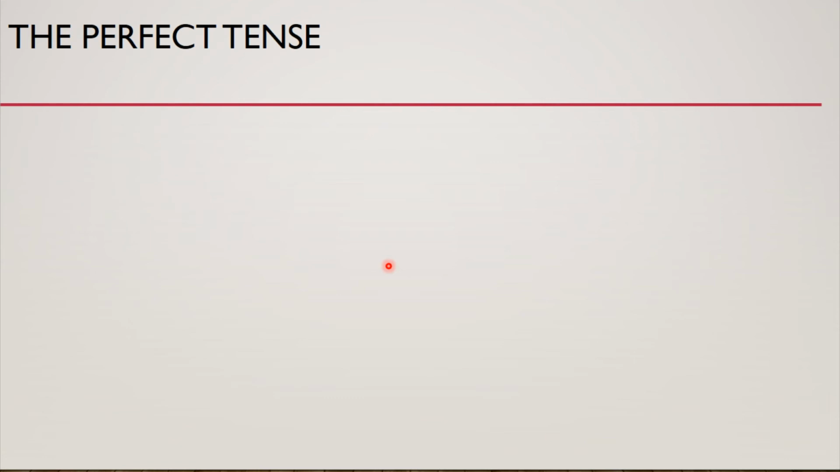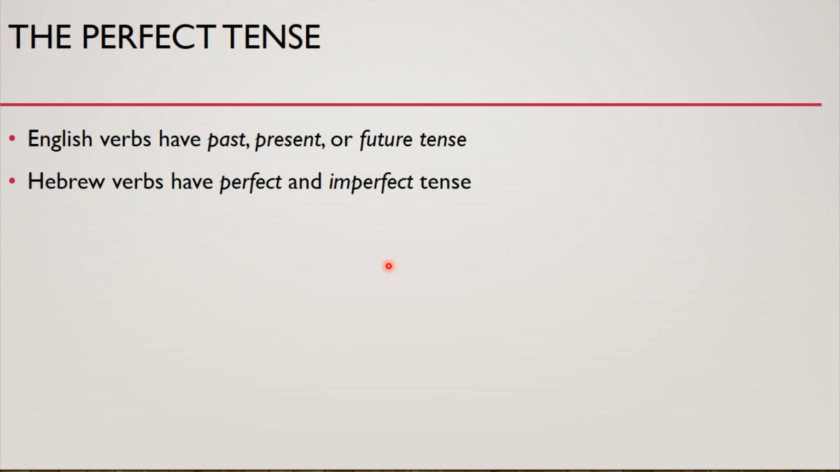So in English, verbs come in 3 different tenses. You have past, present, and future. You have what happened, what is happening, and what will happen. That's how English treats verbs. Hebrew's different in that there's only really two tenses in Hebrew. You have perfect and imperfect. Well, what does that mean?